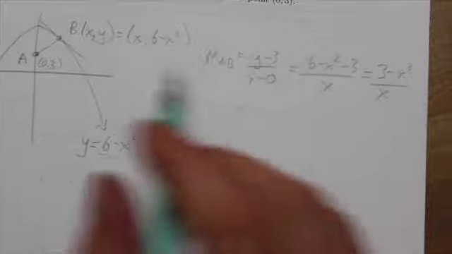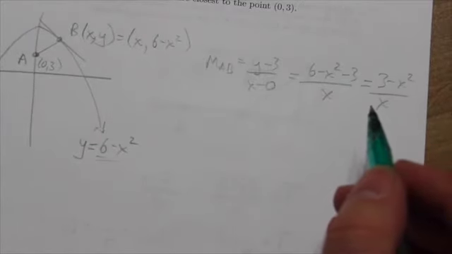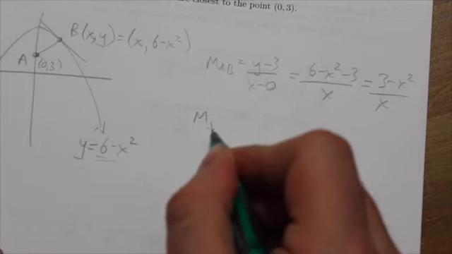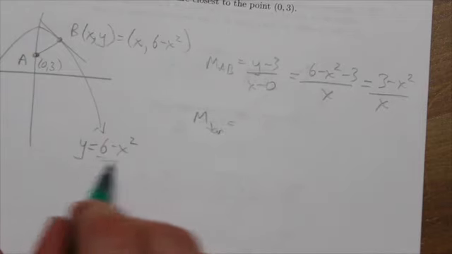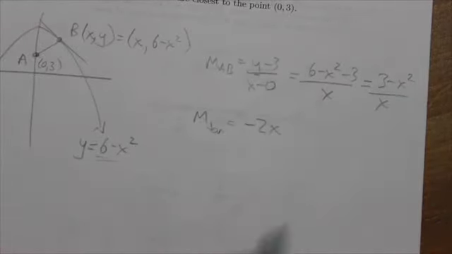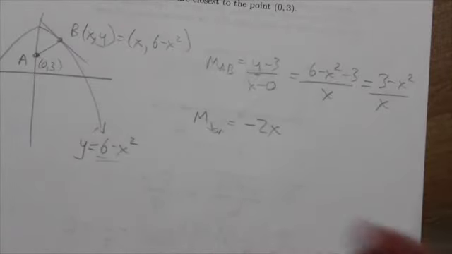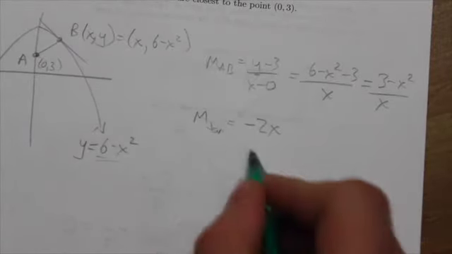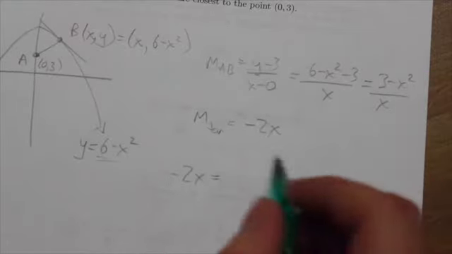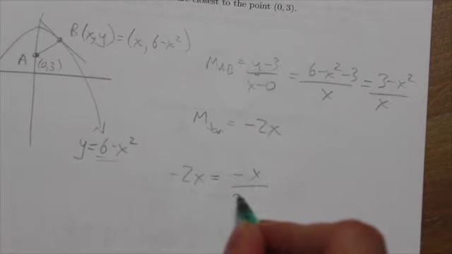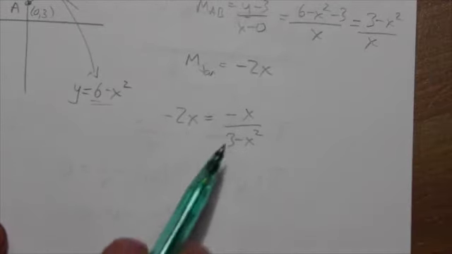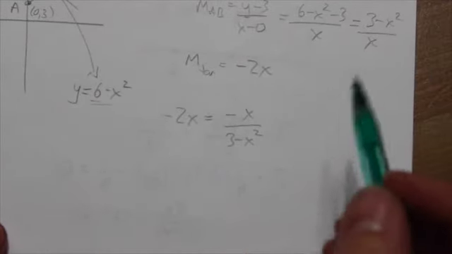I know that this should be perpendicular to the slope of the tangent. The slope of the tangent is found by taking the derivative of the parabola, which is negative 2x. Now, these should not be equal to each other, because they're perpendicular. What should happen here is the slope of the tangent line should be equal to, thinking back to Math 10, the negative reciprocal of the slope of that line. That's how we get the perpendicular, by using the negative reciprocal.